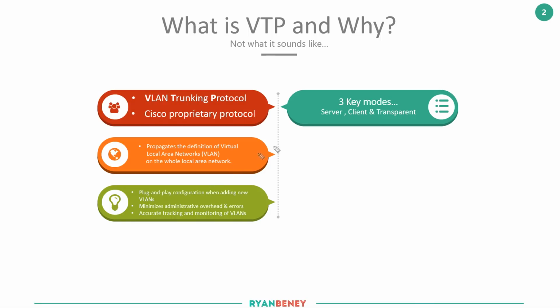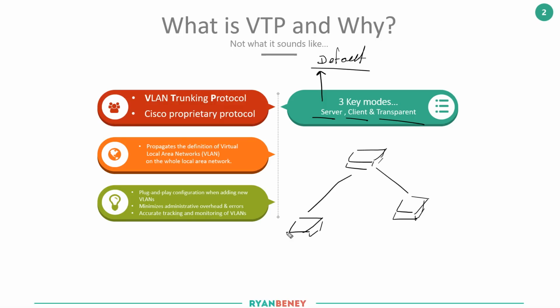So there are 3 modes for VTP: the server, client, and transparent. Server is the default, and it kind of plays on what I said earlier. Let's say you went on eBay and you bought 3 switches and you connected those switches up in a kind of triangle fashion. Now what normally happens is, first of all, they're all in server mode for VTP, which means that they can all create VLANs.